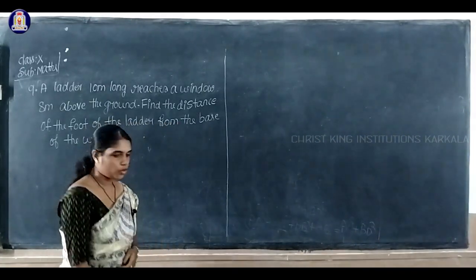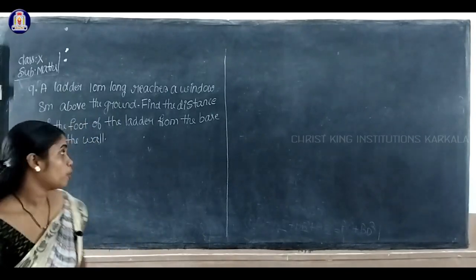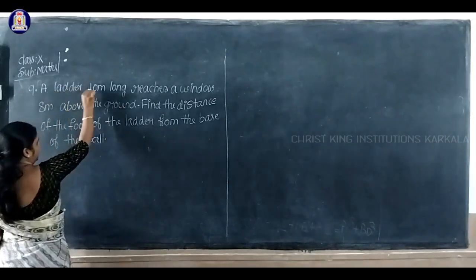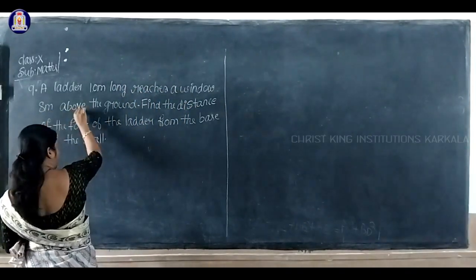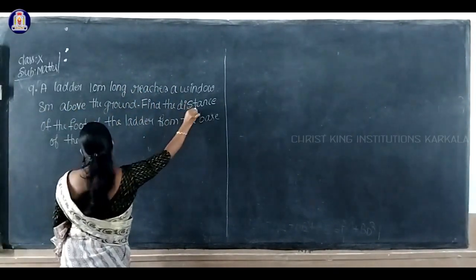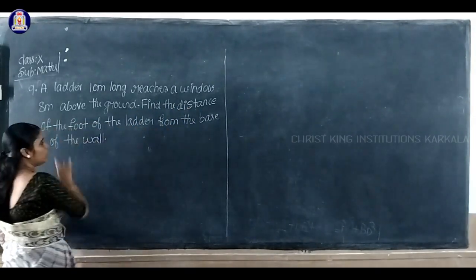Next problem. From your textbook, this is your 9th problem. A ladder 10 meter long reaches a window 8 meter above the ground. Find the distance of the foot of the ladder from the base of the wall.